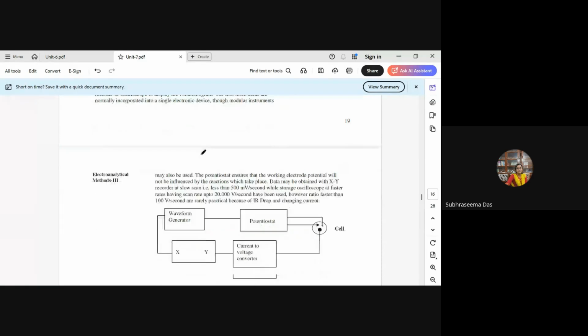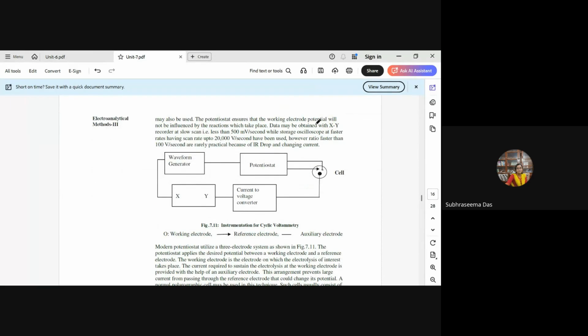The potentiostat ensures that the working electrode potential will not be influenced by other reactions or other interferences from outside. The data may be obtained with an XY recorder at a slow scan, that is, let us say 500 millivolt per second, while the storage oscilloscope is used at faster rates of up to 20,000 volt per second.